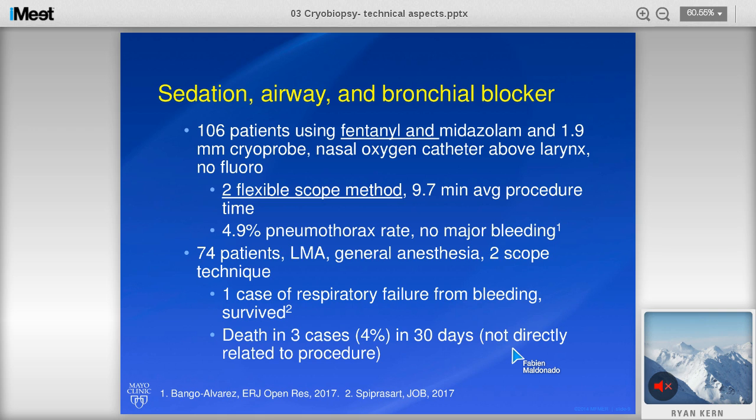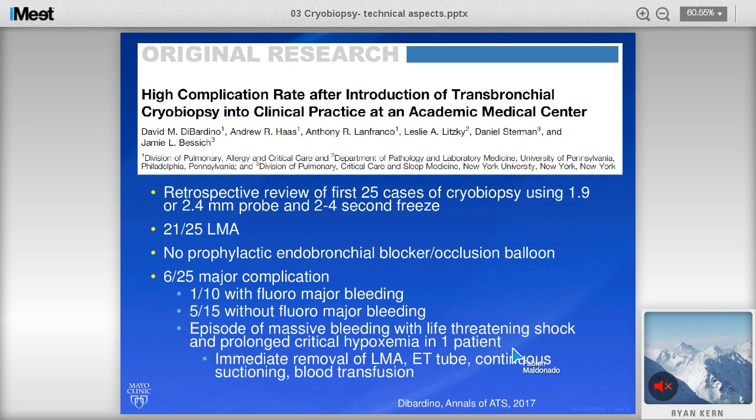And a similar 74 patients were looked at, again with a two-scope technique that they thought worked pretty well. So I'm just highlighting these techniques to acknowledge the fact that there are other reported techniques out there. Next slide, please.